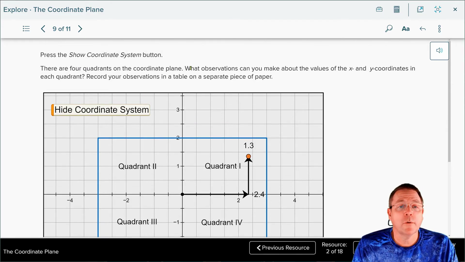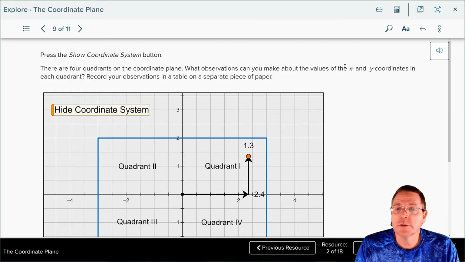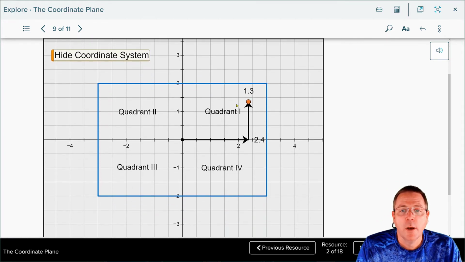So quadrant 1, quadrant 2, quadrant 3, and quadrant 4. There are 4 quadrants on the coordinate plane. What observations can you make about the x values and the y coordinates in each quadrant? Record your observations in a table on a separate sheet of paper. So what would we notice?